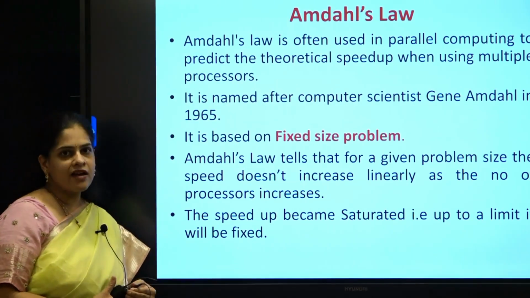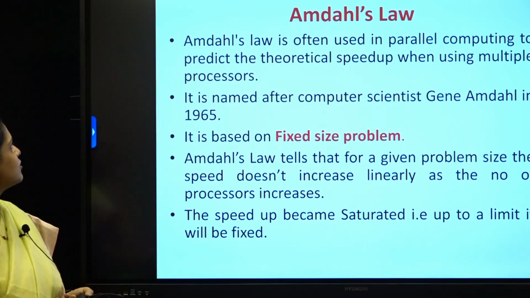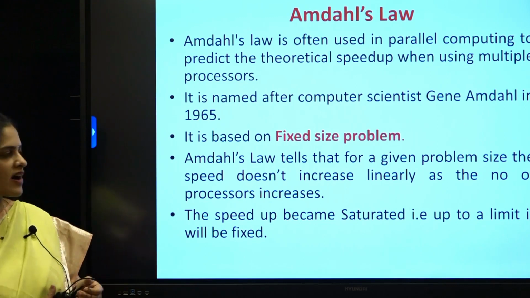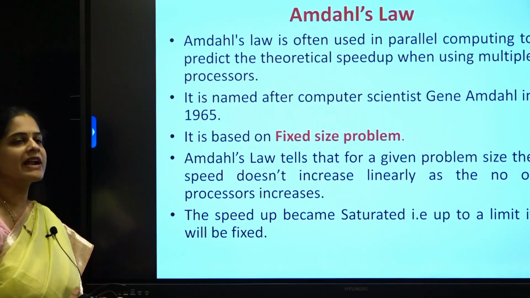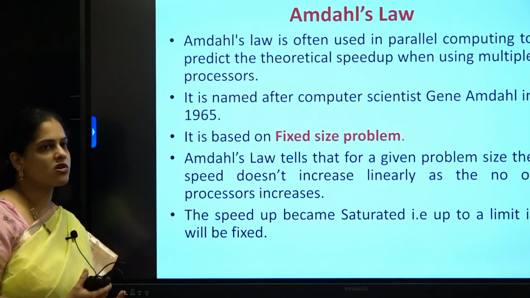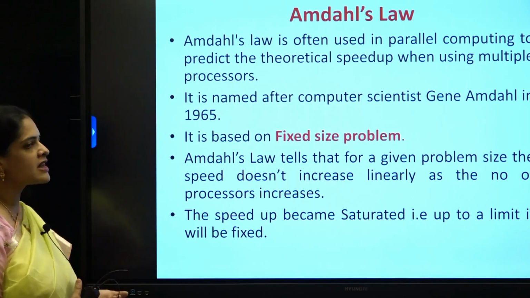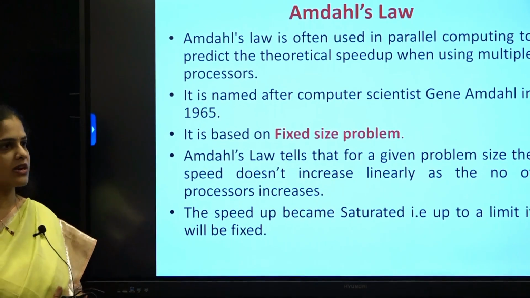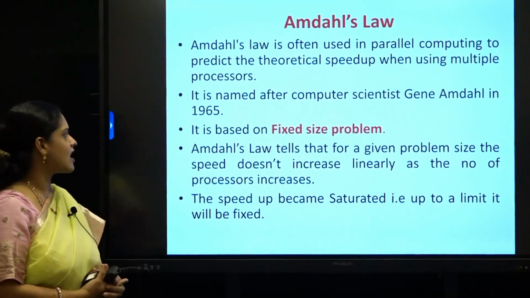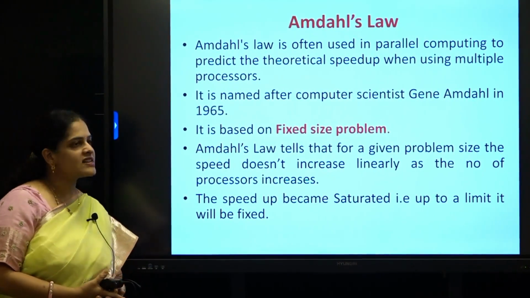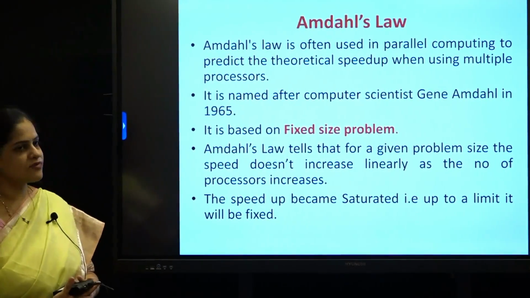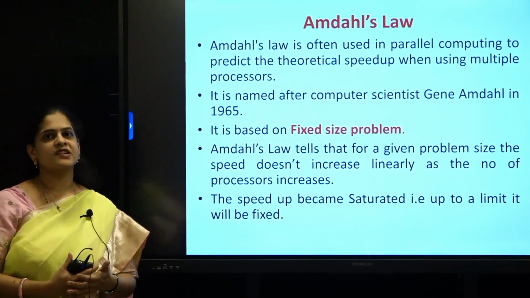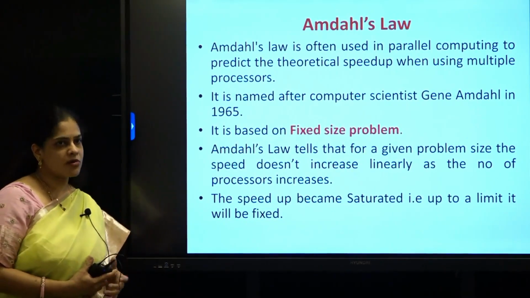Next is Amdahl's law, which is a basic fundamental law of parallel computing. Amdahl's law is often used in parallel computing to find the theoretical speedup when you are using multiple processes. When your program is executed among multiple processes in a parallel computing environment, how can you define the speedup? That is defined by Amdahl's law, named after the computer scientist Gene Amdahl in 1965. Amdahl's law is mainly used for a fixed problem size. The size of your problem is fixed.